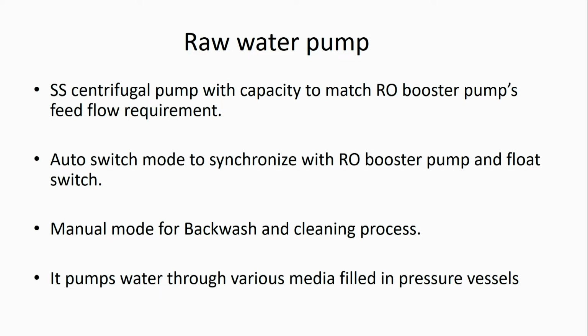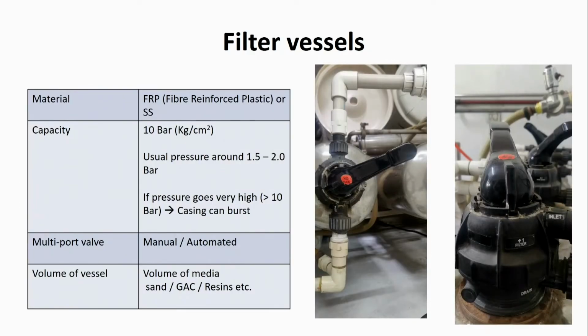This pump pumps the water through various medias filled in the pressure vessels. These pressure vessels are made of FRP, that is fiber reinforced plastic, or stainless steel material, to bear the pressure of around 10 bar or 10 kg per centimeter square. The usual operating pressures are around 1.5 to 2 bar, and if the pressure goes very high, that is more than 10 bar, then it can burst the casing and can cause an accident.